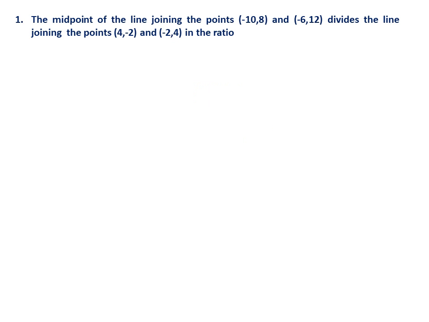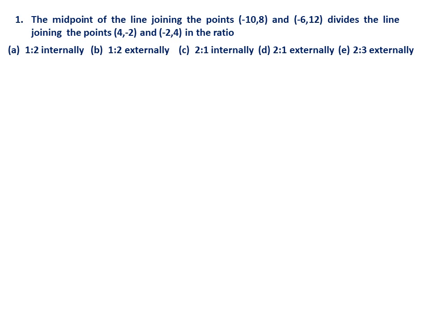First one, the midpoint of the line joining the points (-10, 8) and (-6, 2) divides the line joining (4, -2) and (-2, 4) in the ratio. So this is based on two concepts. One is, first you must know how to find the midpoint. Second one is, you should know the section formula. So let us work out systematically.